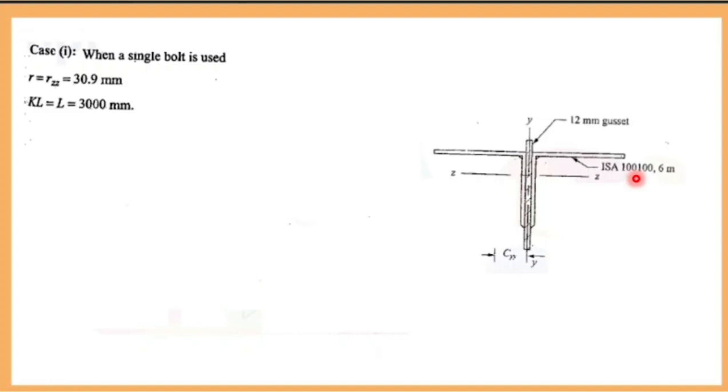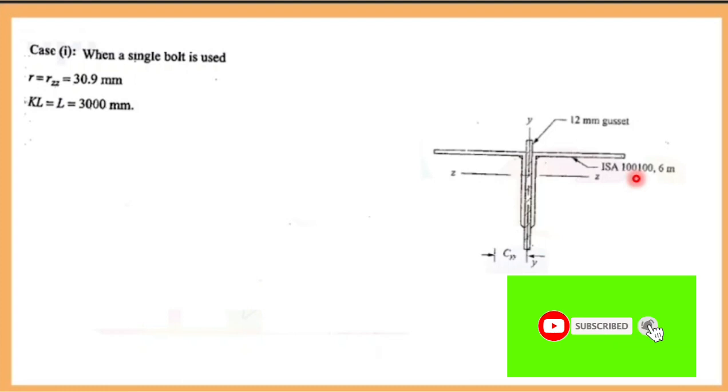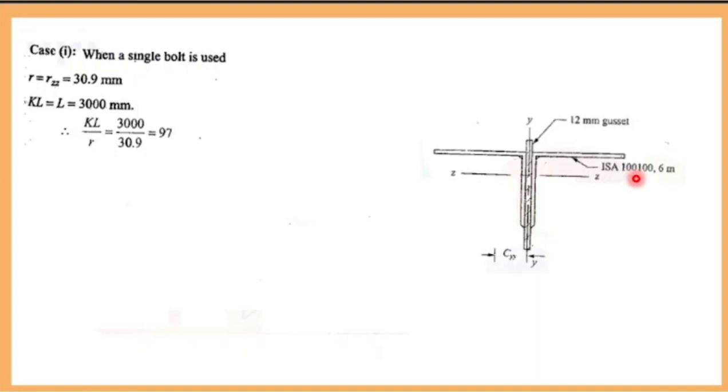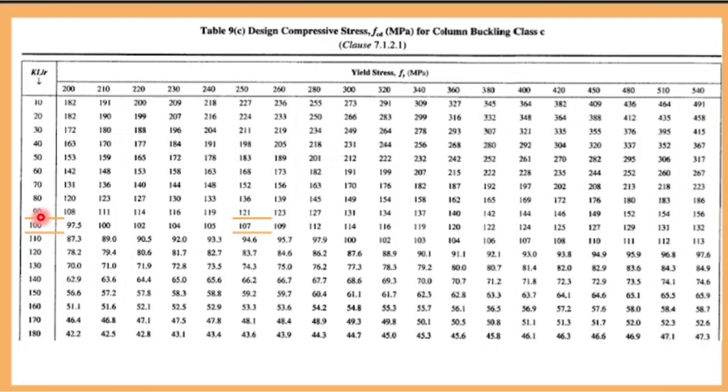For the first case, your length will be 3000. When you are using a single bolt, it is a hinged connection. If both the ends are hinged, what is your effective length? 1L. Hence you can use 3000 divided by 30.9. You will be getting 97. In Table 9C, for 90 you got 121, for 100 you got 107. So in between that you got 111.